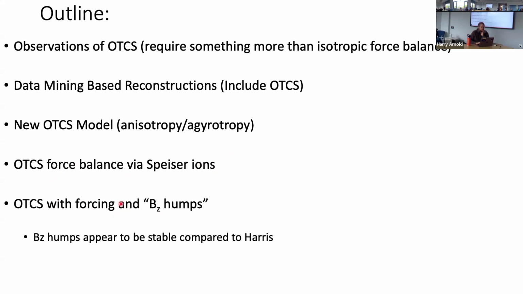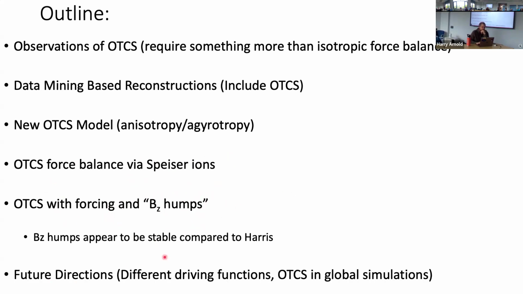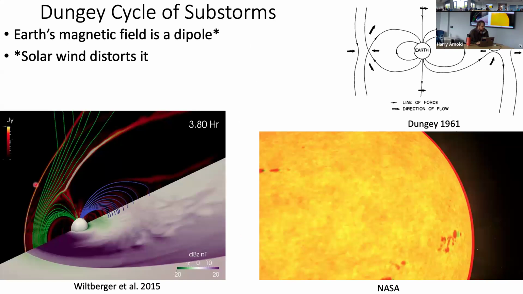And then I'll move on to forcing these current sheets and also trying to make some sort of instability with the so-called Bz humps. The short of it is that these thin current sheets appear to be a little bit more stable than the traditional Harris current sheets, which is a bit of a puzzle, but we can talk about that later. Finally, I'll talk about my future directions, where I start trying to talk about these thin current sheets in the context of global simulations, and we'll get there shortly.